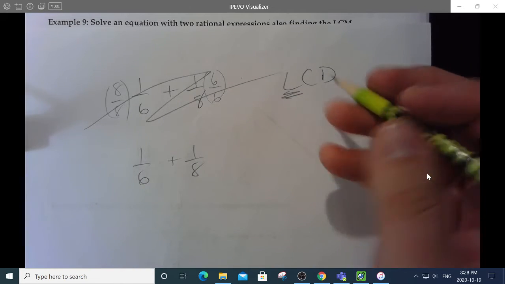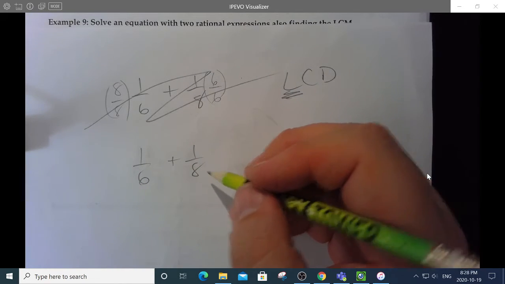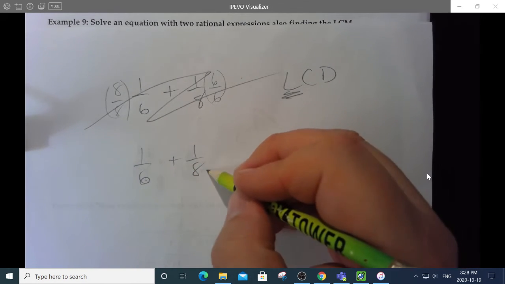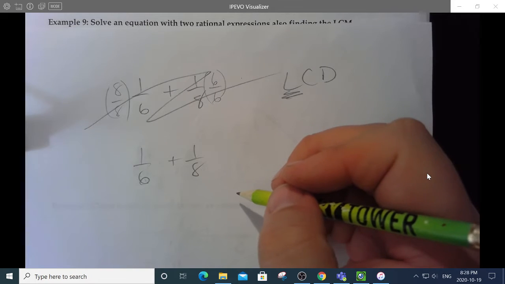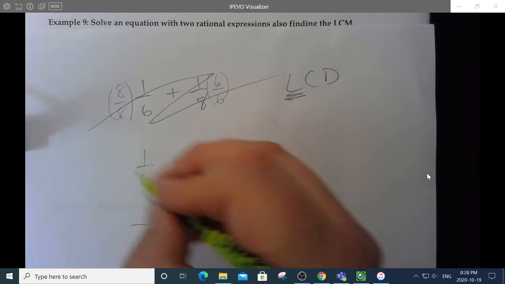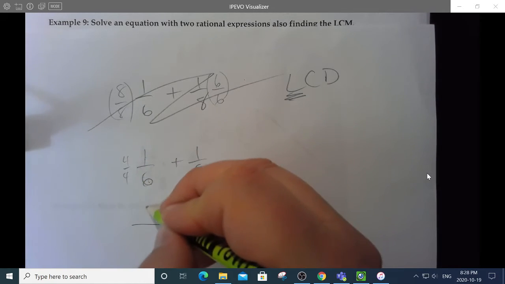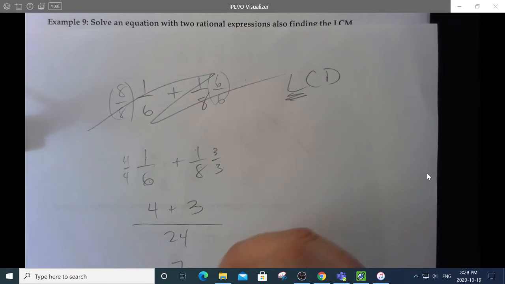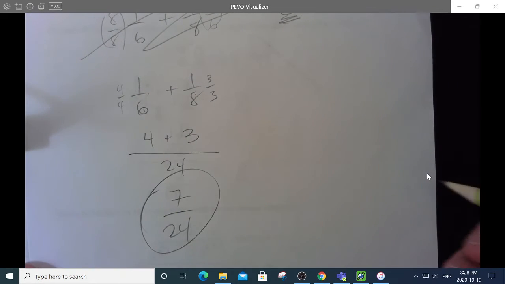How did you get 24? Well, you probably skip counted. That's the way I usually do it. I just kind of go 6, 12, 18, 24, 8, 16, 24. And since 24 is the first number in both lists, I go, yay, it has to be 24. And this number to get to 24 had to be times by 4 over 4. And this number had to be times by 3 over 3. And it's 7 over, I'm off this page, 24.